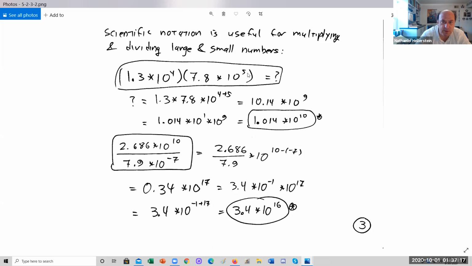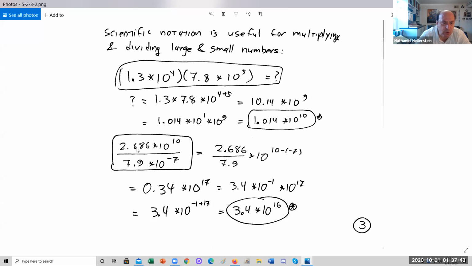10 to the 4th times 10 to the 5th is 10 to the 4 plus 5. Now this 1.3 times 7.8 is 10.14. That times 10 to the 9th. However, this is not in proper scientific notation because this is bigger than 10. So I rewrite this 10.14 in scientific notation: 1.014 times 10 to the 1st. That times 10 to the 9th, you add the exponents. I get 1.014 times 10 to the power 10.